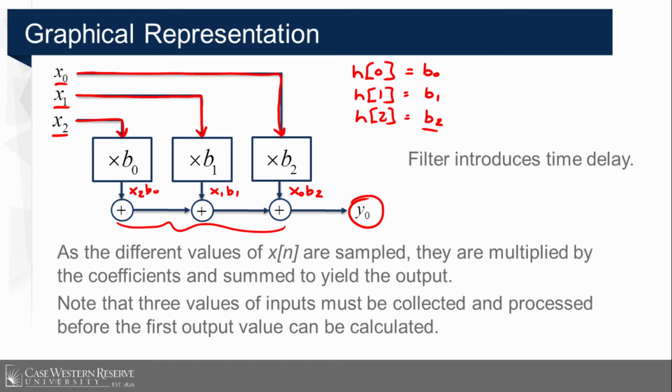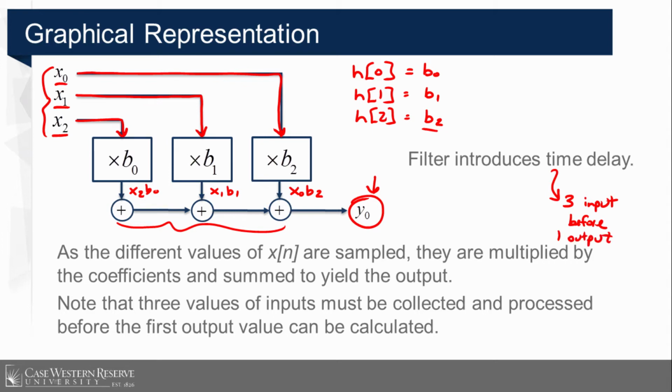y0. The first thing that we notice is that we need these 3 input points before we can generate one output point here, y0. Again, the first element of our output will only come after we've put in 3 values of input. And so this digital filter is going to introduce a time delay, where this time delay here is 3 input points before our first output.